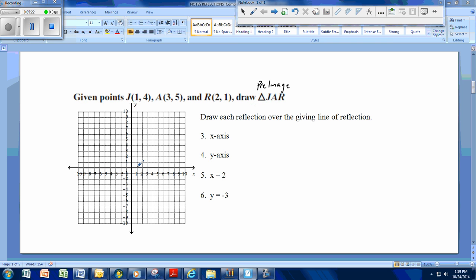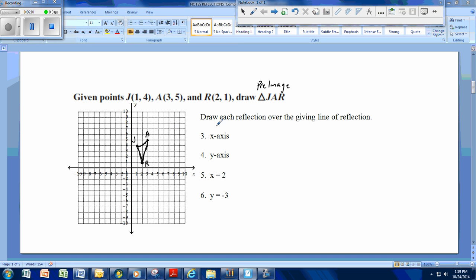So J is at (1, 4), which is right here. A is at (3, 5), which is right here. So there's J, and there's A. And R is at (2, 1), which is right here. If I connect those, pretty bad triangle. There we go. We have triangle JAR. That is its pre-image, before anything happens to it.